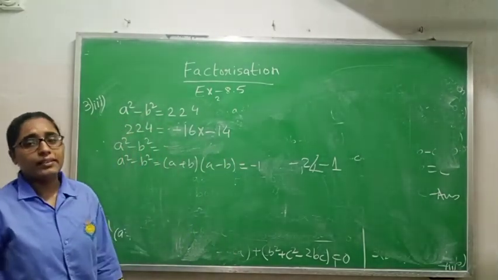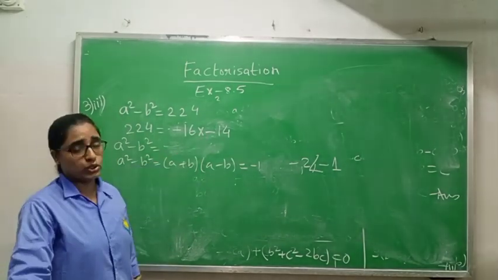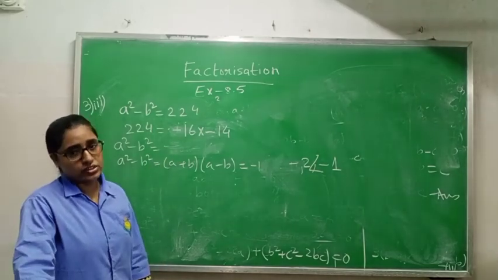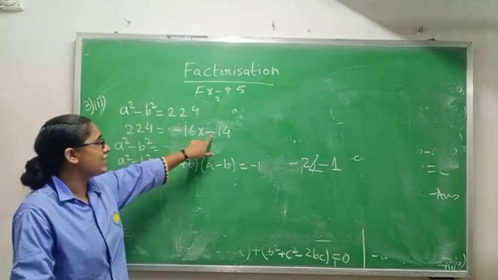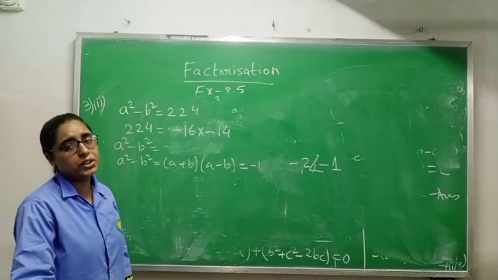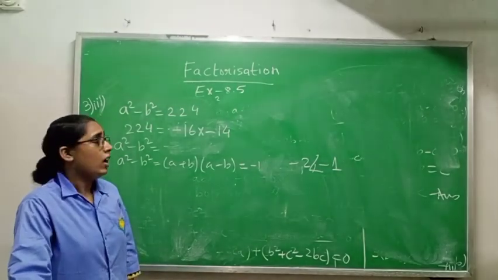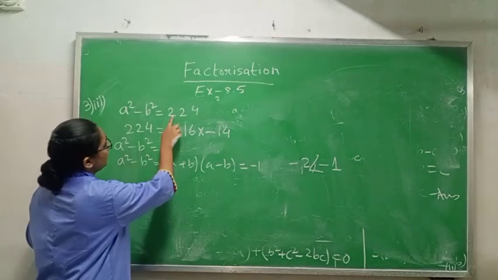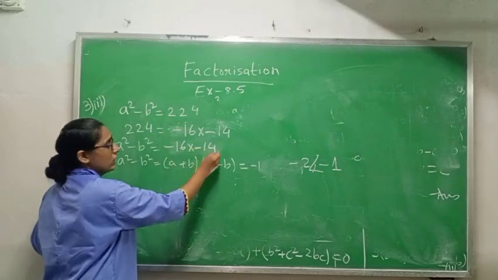Now you will ask why I am writing a minus sign before 16 and before 14. Because they are saying that both are negative integers. Negative integer means there will be a minus sign. Now if you multiply minus and minus, 16 into 14 will again give you 224. You can do this multiplication and you will get it. Okay. Now, so a square minus b square, in place of 224 I can write minus 16 into minus 14.